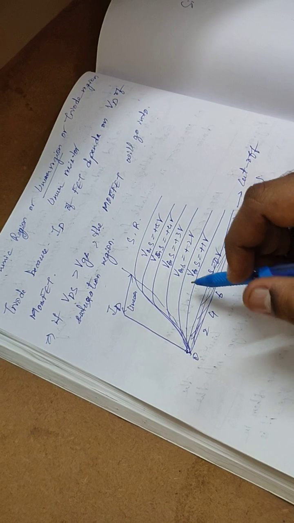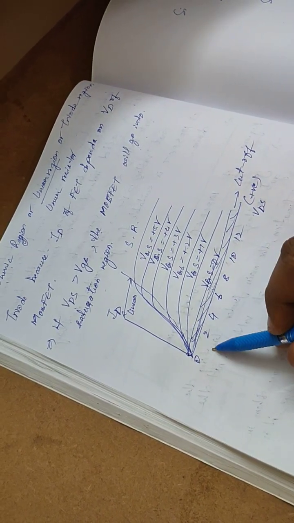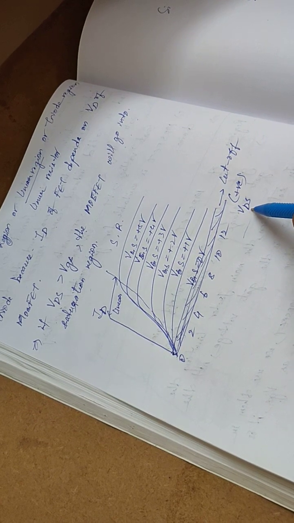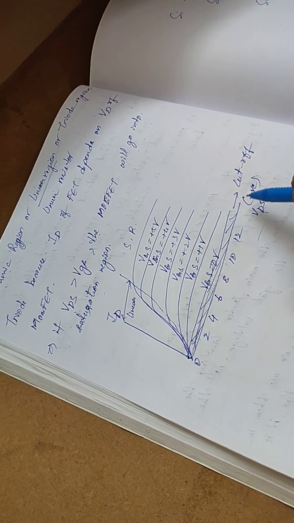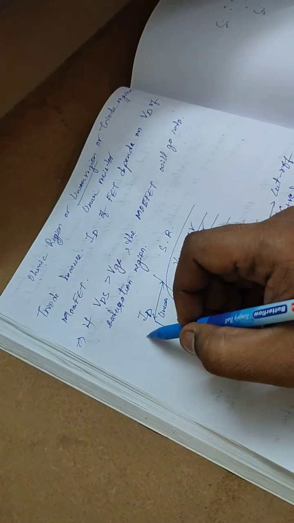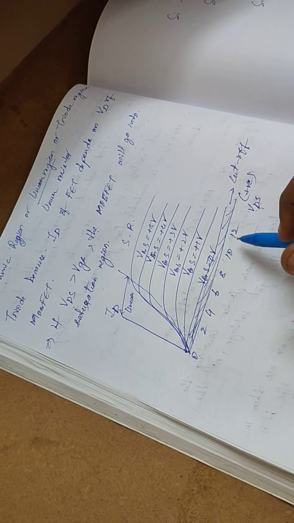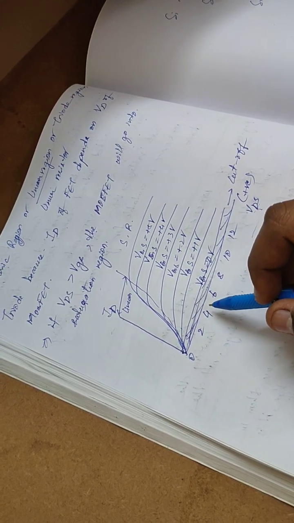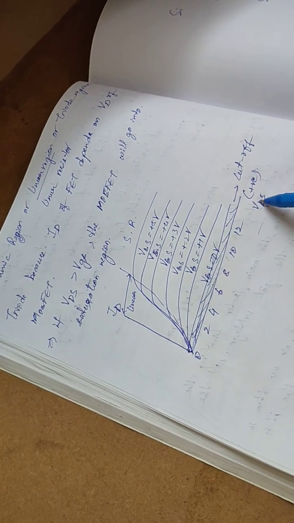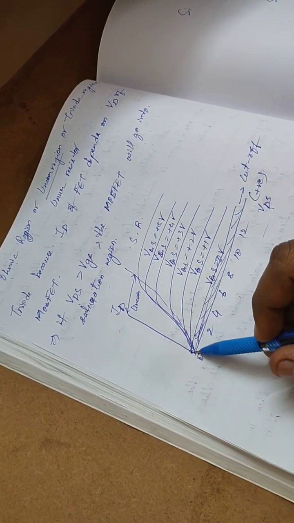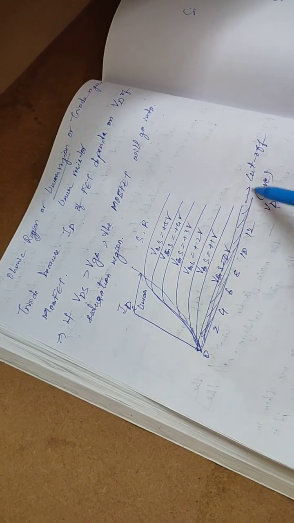So here a graph is drawn. It is taken across different voltages, with VDS, the drain-source voltage, on the x-axis, and on the y-axis the drain current is considered. What happens is if initially VDS is applied and VGS is 0, current doesn't flow. So this is called the cutoff region.